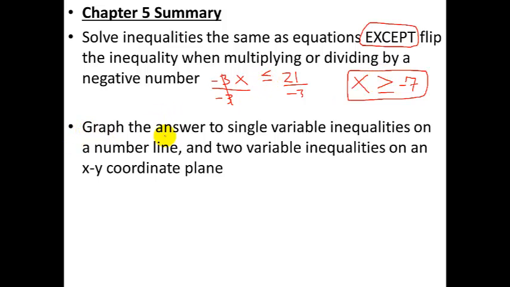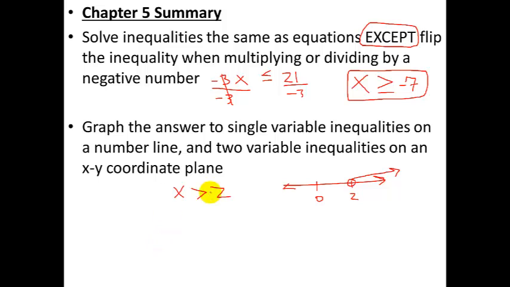Second thing, graph the answers to a single variable inequality on a number line. So if your answer is x is greater than 2, that's going to go on a number line. You want to put in the 0, you want to put in the answer, which is 2. You want to use an open circle or a closed circle, so in this case open circle, because it's just greater than, not or equal to. And then shade left to right, so in this case x is larger, we're going to shade to the right. So one variable, one axis.